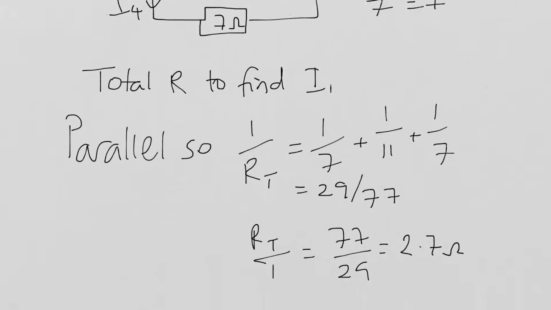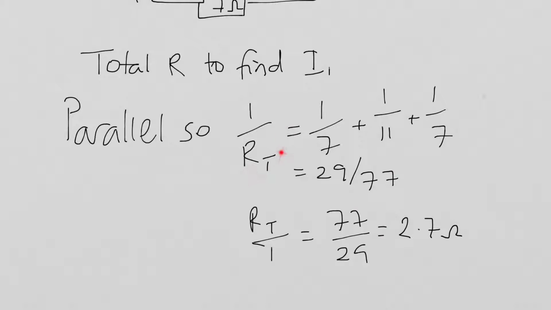However, we always need to remember to flip it over, because it's 1 over RT equals that. So RT over 1, the inverse, is 77 over 29. So that gives us 2.7 ohms. So our total resistance is 2.7 ohms.